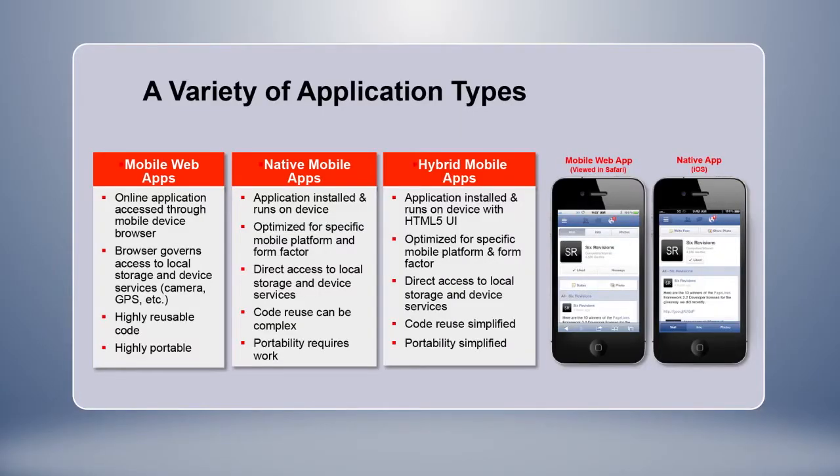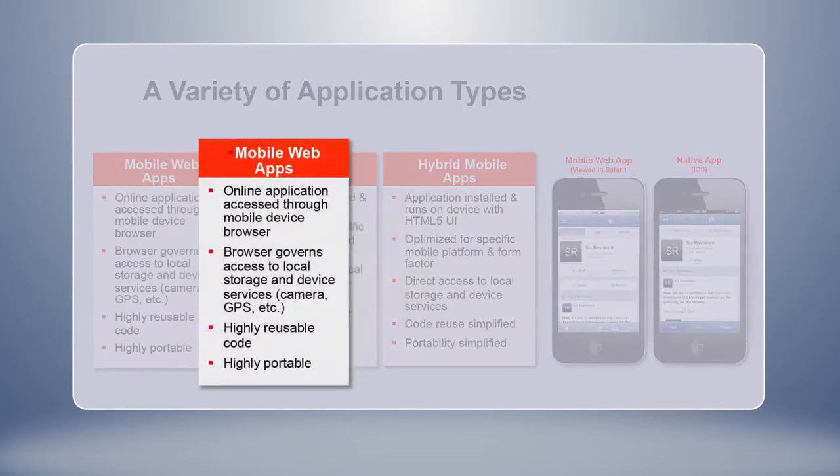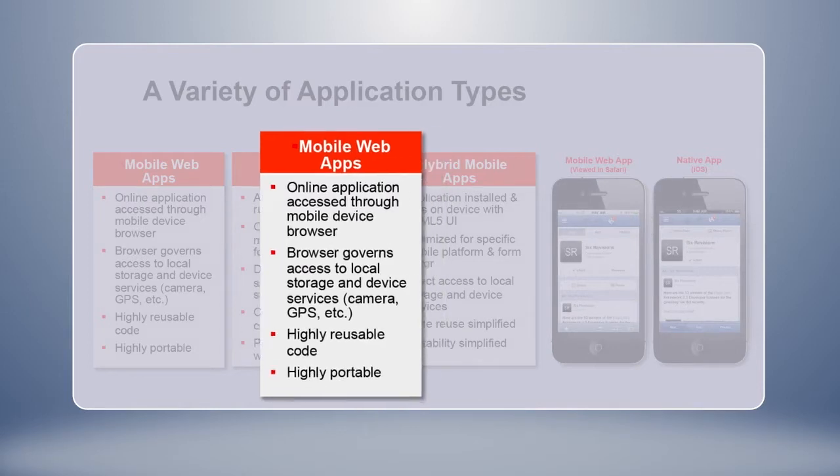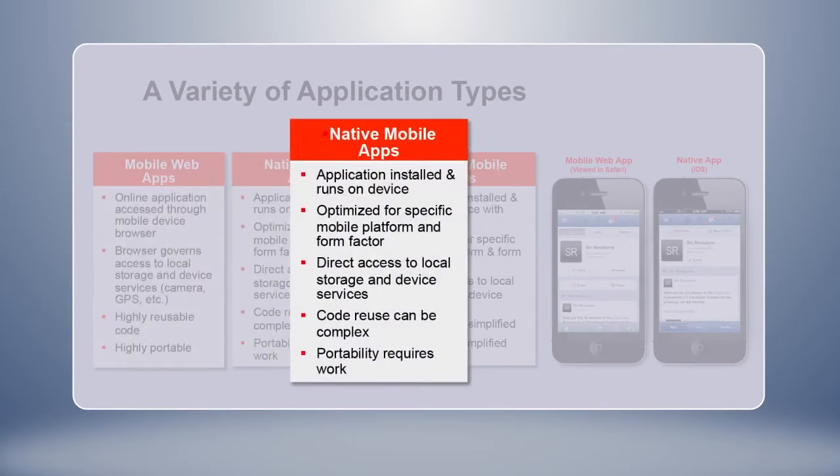In the marketplace today, we're seeing three types of mobile applications. What we call web apps, and these are apps that are accessed through a browser like Safari. The local browser governs access to the local storage and devices. This code is highly reusable and it can be used on many platforms and is very portable.